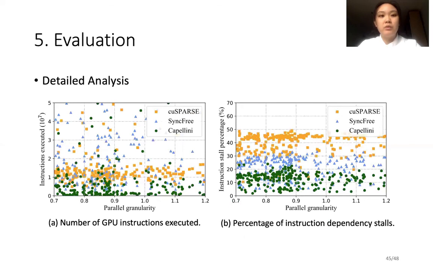We measure the number of GPU instructions executed and the percentage of instruction stalls to exhibit the instruction execution of different algorithms. Figure A shows the number of executed instructions. In general, Capellini saves 76.02% instructions compared to SynchroFree, and 56.02% instructions compared to cuSPARSE. Figure B shows the instruction stall percentage. The value of our Capellini is 12.55%, which is 25.6% lower than SynchroFree and 65.6% lower than cuSPARSE.